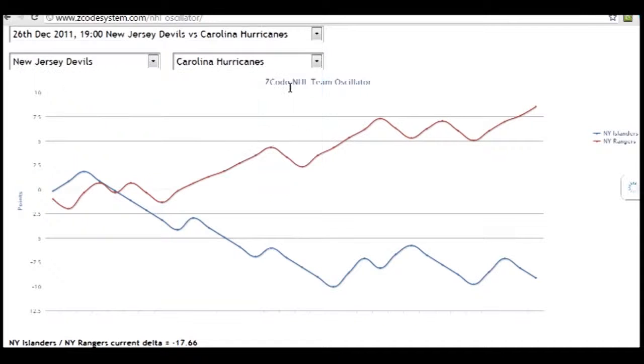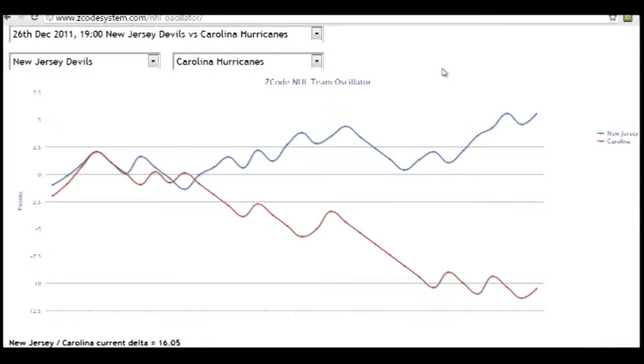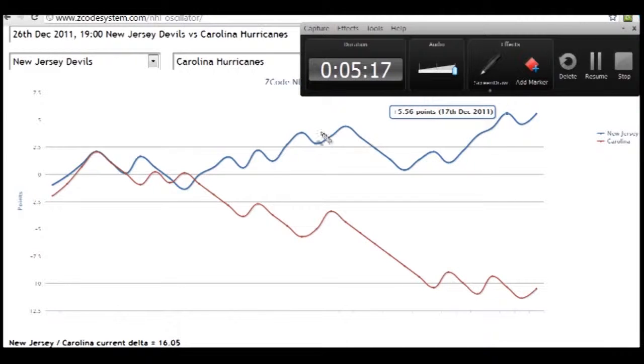Our next game is the New Jersey Devils versus the Carolina Hurricanes. Okay, the red line here is for Carolina, and blue is for New Jersey. Let me draw the line here. And as you can see, New Jersey is trying to break the resistance level, which means they can finally become a better team. Meanwhile, Carolina is trying to bounce back to the support level.